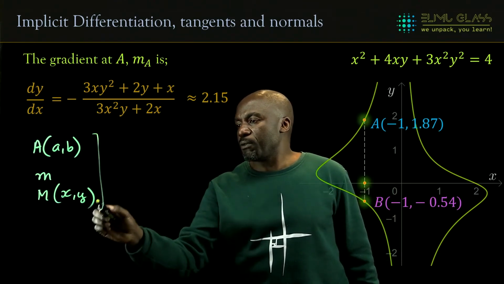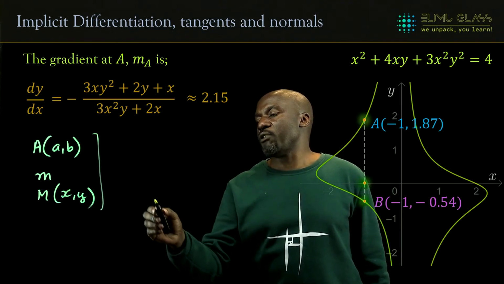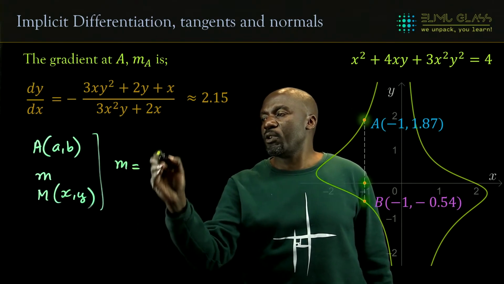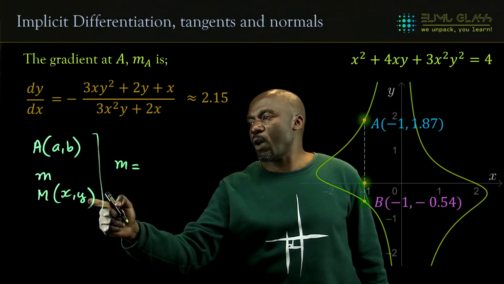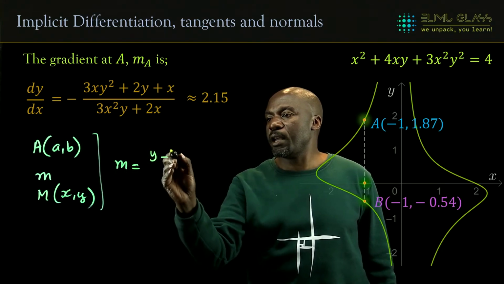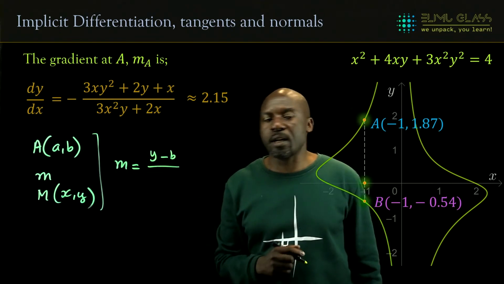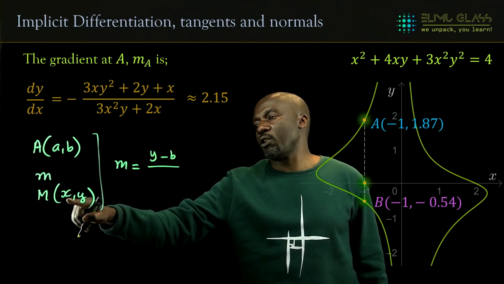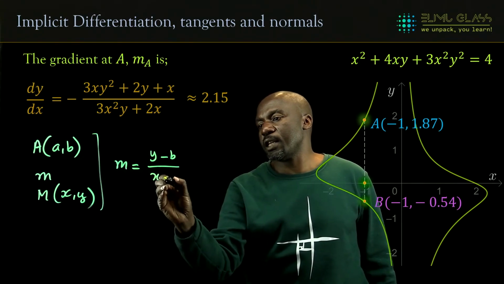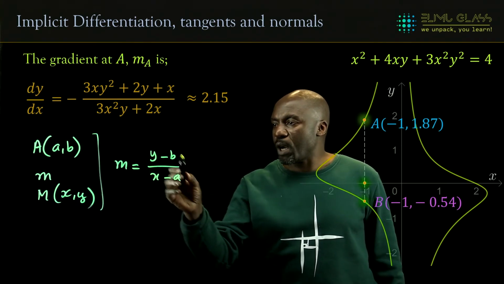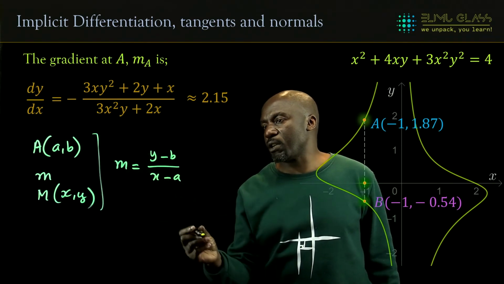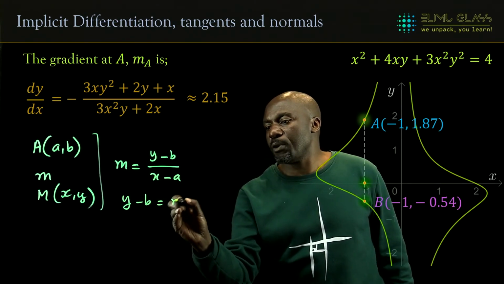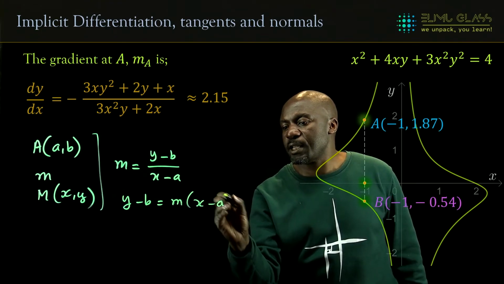If this is the case, then we can reason that the gradient m here must be equal to change in y, so I'm going to say y minus b, that's like y2 minus y1 over x2 minus x1, which is going to be x minus a. And then what I want to do is to have this as the subject of the formula, so I'll write y minus b is always equal to m into x minus a like that.